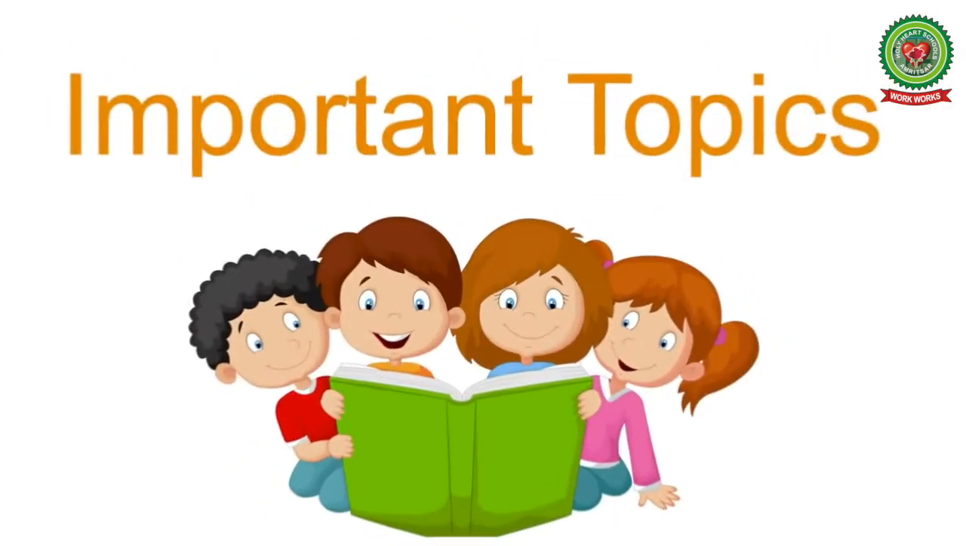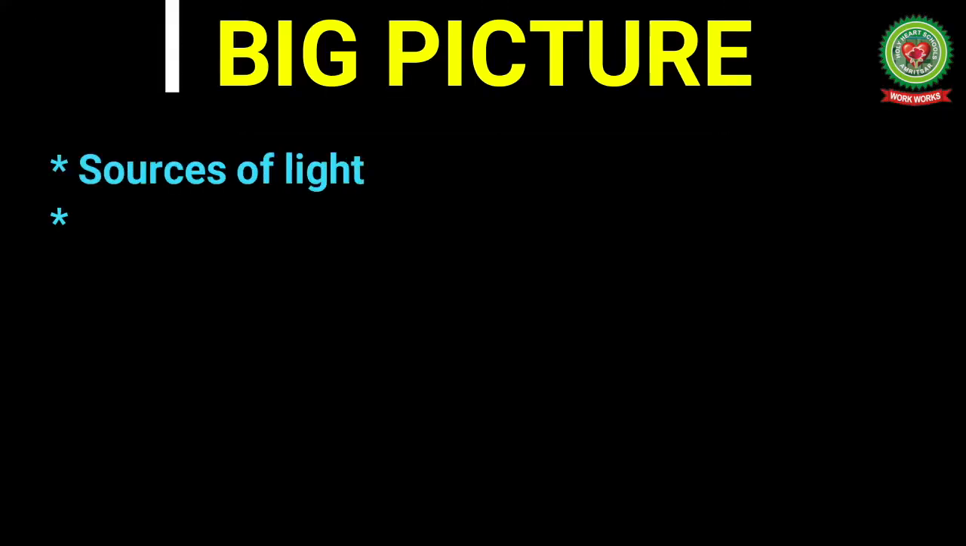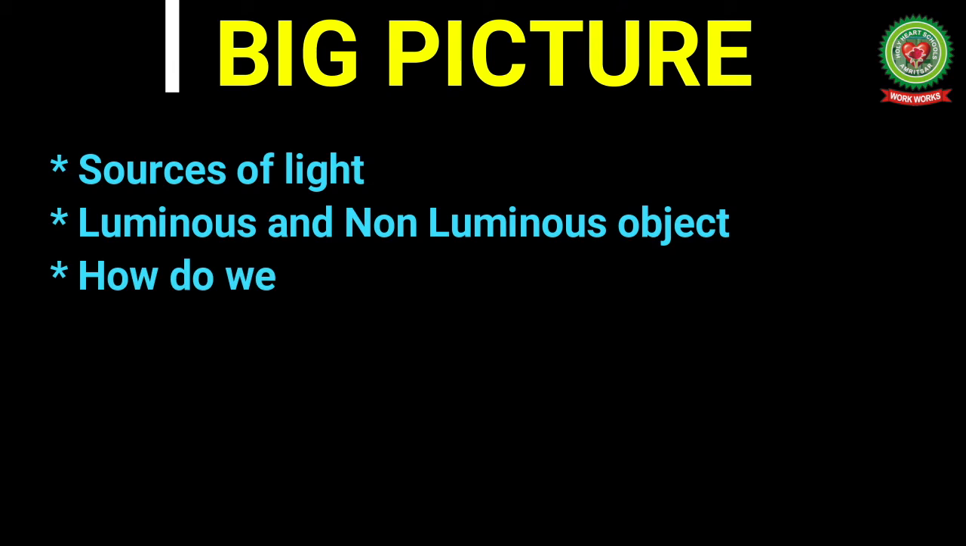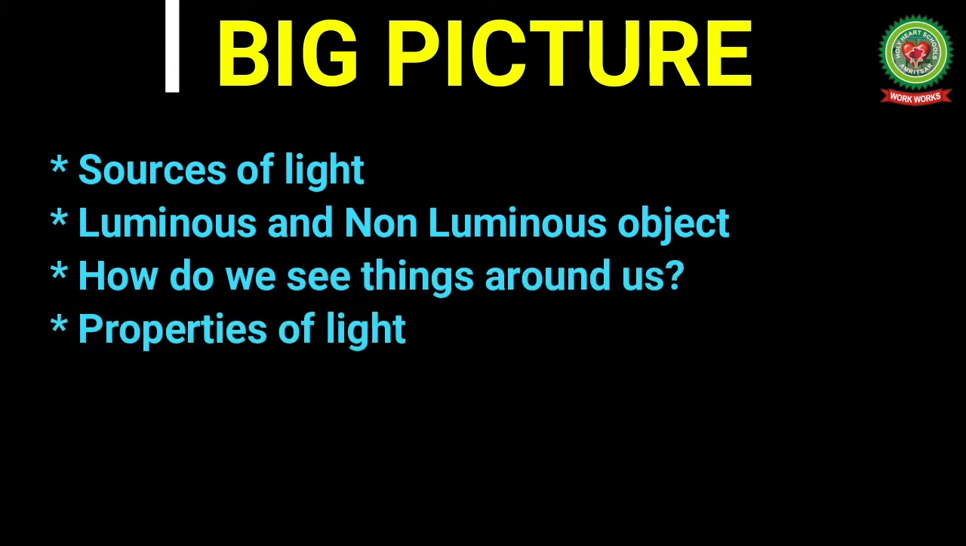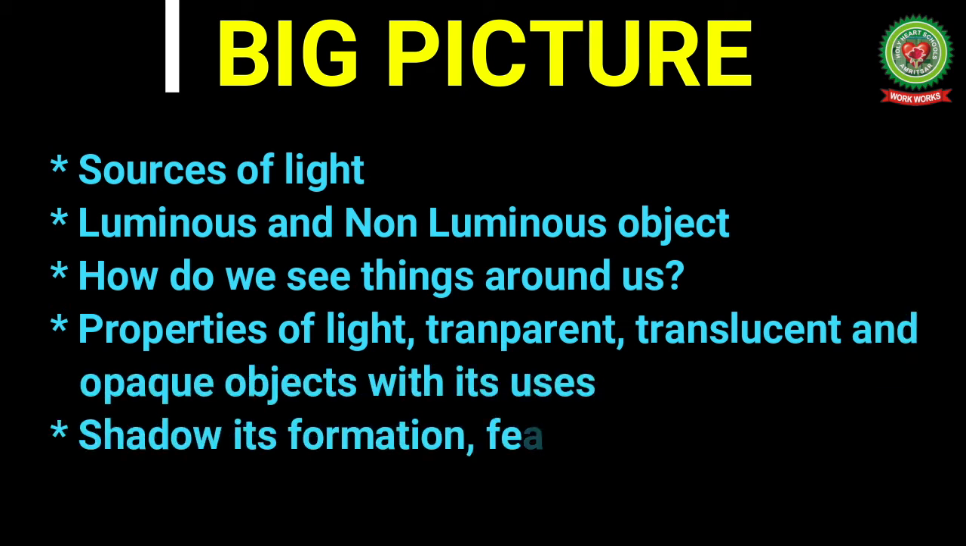In this chapter, we will also study sources of light, luminous and non-luminous objects, how we see things around us, properties of light, transparent, translucent and opaque objects with their uses, shadow, its formation, features and length of shadow.